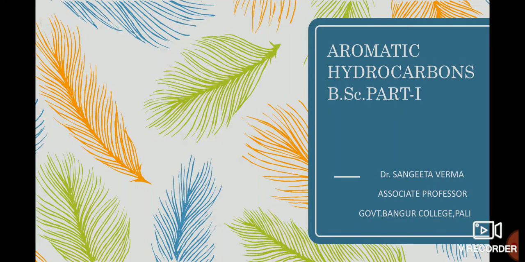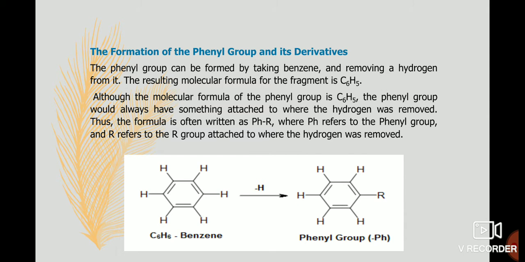Hello friends, welcome to the lecture on aromatic hydrocarbons, and here we'll be taking the formation of the phenyl radical or group and various compounds, the way in which they can be named, that is the nomenclature of the phenyl group and its derivatives. The phenyl group can be formed by taking benzene and removing a hydrogen from it.